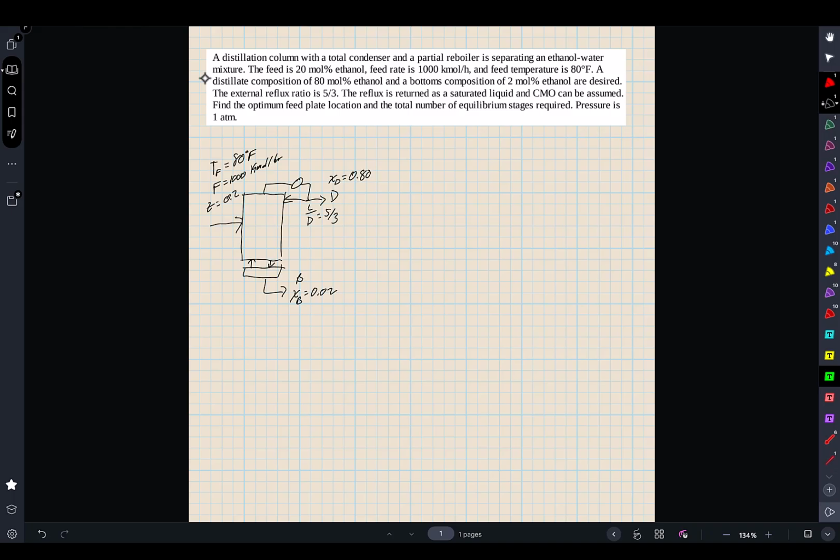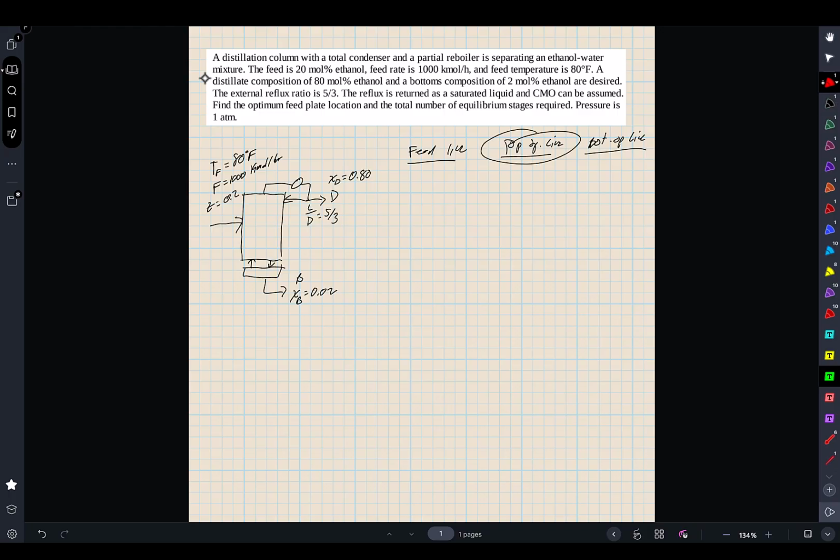So as I said in class, the first thing that you can do is you'll have your feed line, you'll have your top operating line, and then you'll have your bottom operating line. Okay? You can plot these in any order. For this, we'll go with what we did in class, but we'll start with the top operating line first.